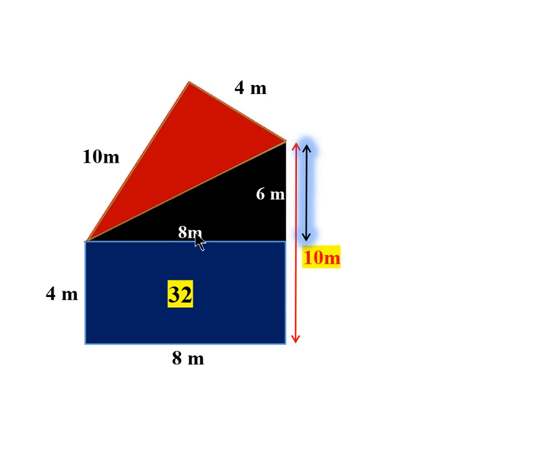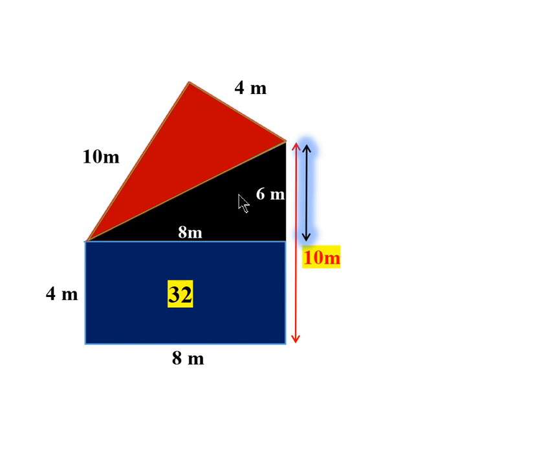This base of this black triangle is 8. Why? Because this line of the rectangle is 8 and which is equal and parallel. That's why this is 8. And the total red line is 10 meter, was given in the question. So for the rectangle, I mean up to this length is 4 meter. So 10 minus 4 is 6 meter. The black highlighted line will be 6.